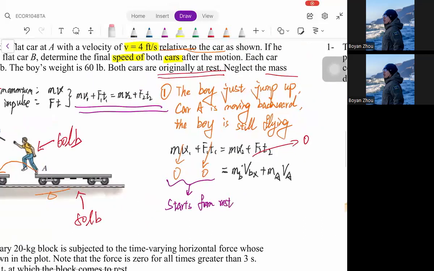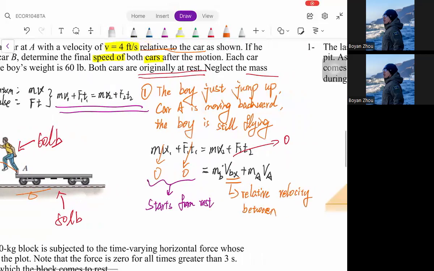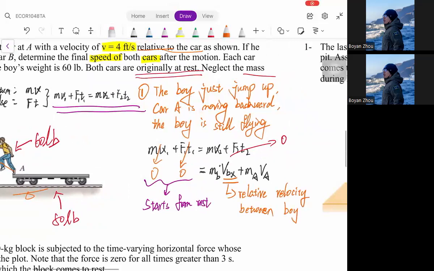Oh, and remember the velocity here is the relative velocity between the boy and the car.